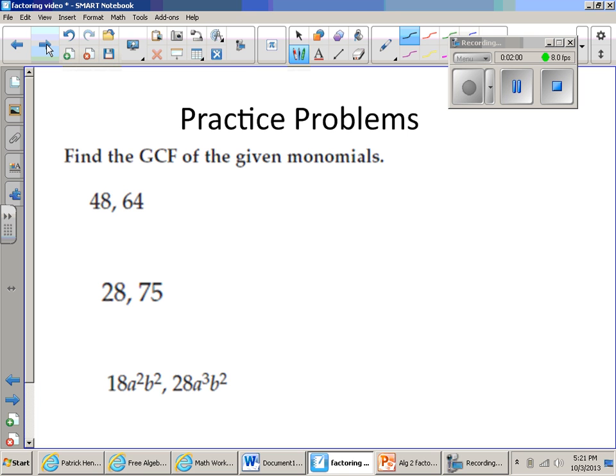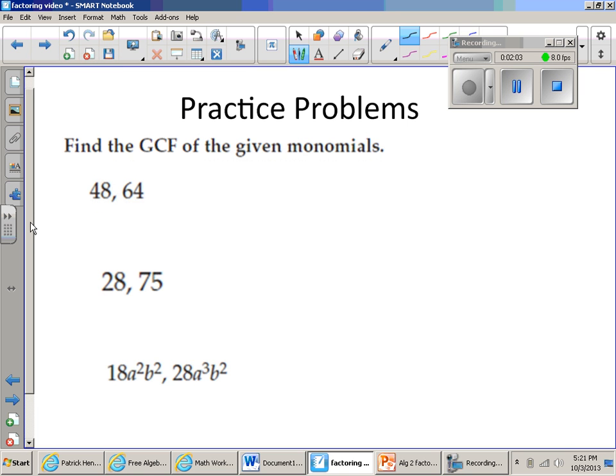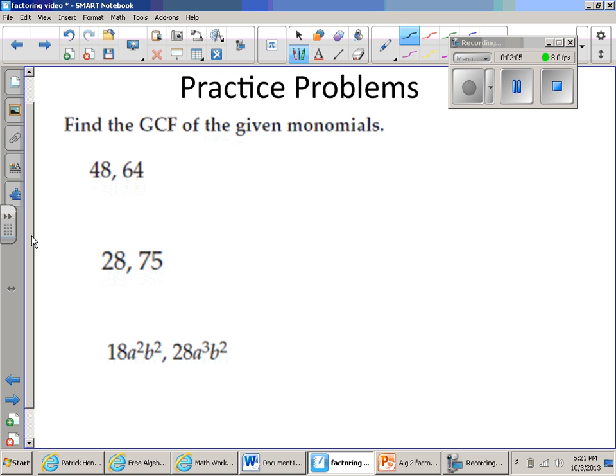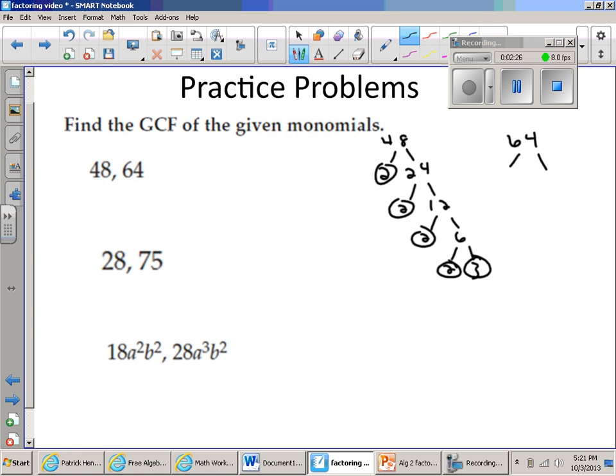Now, let's find the GCF for 2 terms. So the first thing I need to do is get my prime factorization for 48 and 64. 48, 2 and 24, 2 and 12, 2 and 6, 2 and 3. Notice all these numbers at the end of the tree are prime. I'm going to now multiply to see if I've done this correctly. 2 times 2 times 2 times 2 times 3. Is it 48? Here it is.